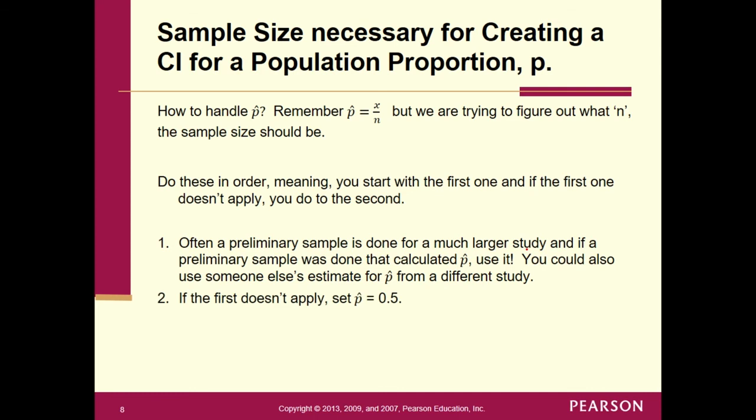If you don't, if the first one doesn't apply, if you didn't do a preliminary sample and you can't use somebody else's study, you do the most conservative thing that you could possibly do, and that is setting p hat equal to 0.5. That will maximize the sample size that we need in order to do the confidence interval. It's the most conservative thing that we could do.